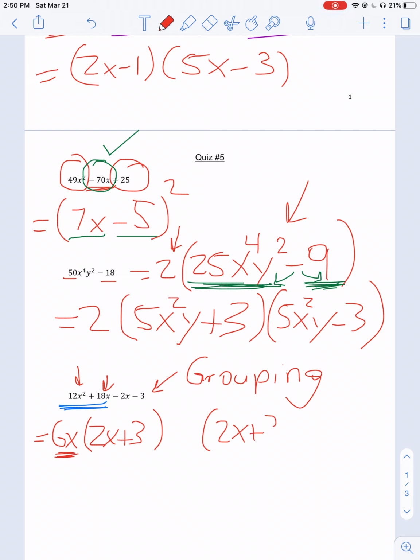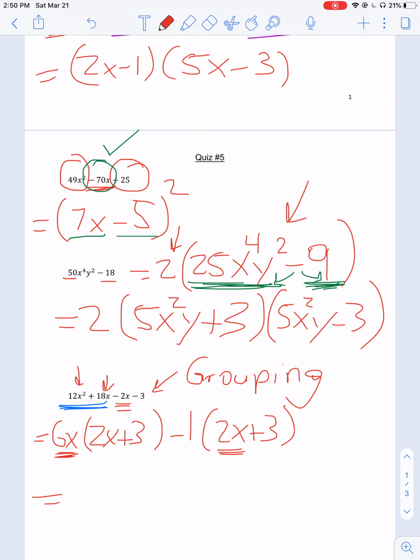So let's just copy that and ask ourselves, what do I need to multiply 2x by to get negative 2x? That's just minus 1. And then check, does minus 1 times 3 give me minus 3? Yes, it does, okay? So that means I have done my work correctly.